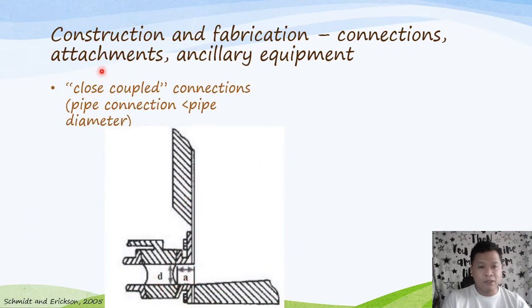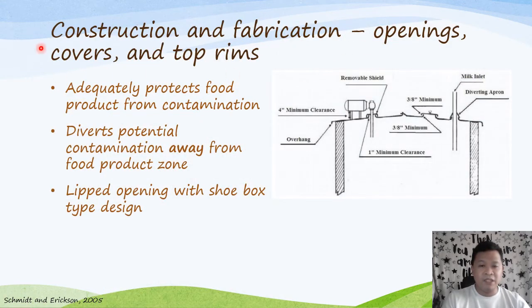For other joints, when coupling pipes, it should be close coupled, or the pipe connection length should be less than the pipe diameter. When it comes to openings and covers and the top rims, we want to make sure that there is adequate protection from outside contamination and diverts potential contamination away from the food products and not towards it. So if there's anything that could drip, then the design should be made in such a way that there's no way that whatever is dripping could get inside.